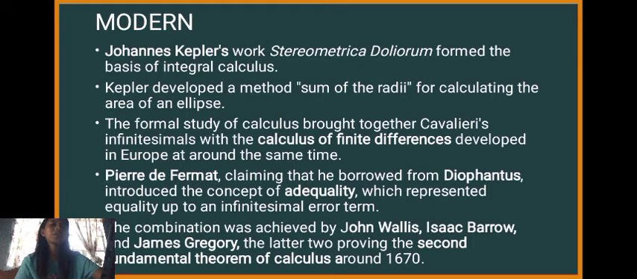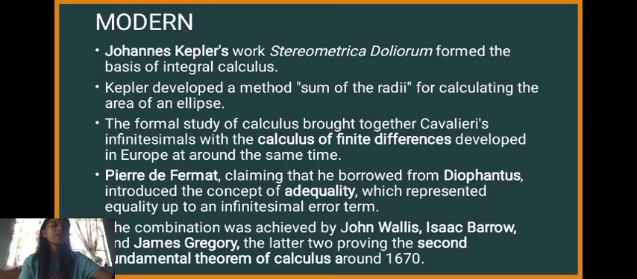Johannes Kepler's work Stereometrica Doliorum formed the basis of integral calculus. Kepler developed a method, the sum of radii, for calculating the area of an ellipse. The formal study of calculus brought together Cavalieri's infinitesimals with the calculus of finite differences developed in Europe at around the same time.